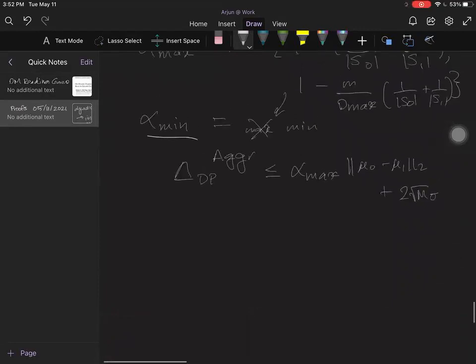So this mu0 minus mu1 makes sense because we're just taking the L2 norm, and this 2 root m sigma comes from taking the norm of 2 sigma times the all ones vector. So if we just take the norm here, we know that the all ones vector is an m-dimensional vector, so it's going to look like 2 root m sigma.